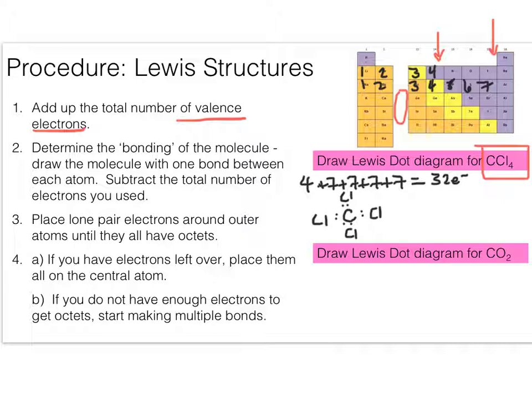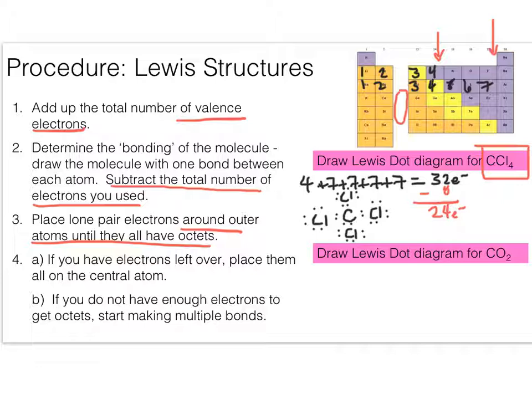Okay. So next we need to subtract the total number of electrons that we used from the total number we have. So we've used 8 to form these bonds, and so we're going to subtract 8 from this number, and that should give us 24 electrons remaining. And so place lone pair electrons around the outer atoms until they have octets. So let's go ahead and do that. 1, 2, 3, 4, 5, 6, 7, 8, 9, 10, 11, 12, 13, 14, 15, 16, 17, 18, 19, 20, 21, 22, 23, 24. So we are good. We are really good. And this is a correct Lewis structure.